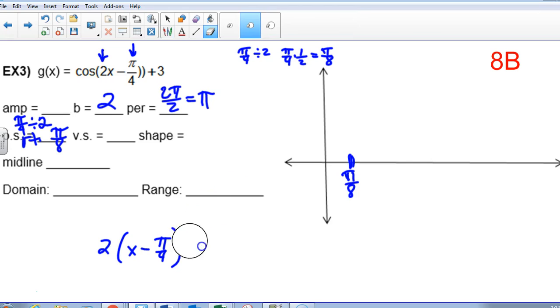Good job. Okay, so the only thing that changes by the 2 not being factored out is that the phase shift isn't really in its nicest form. We have to factor it out. All right.